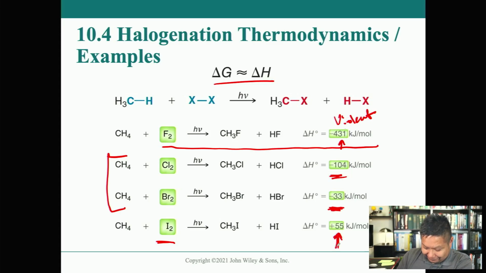But positive 55, that's not happening. And then this one is just so high, it's so negative that it's not very practical because it's going to explode on you, right? That's not good.